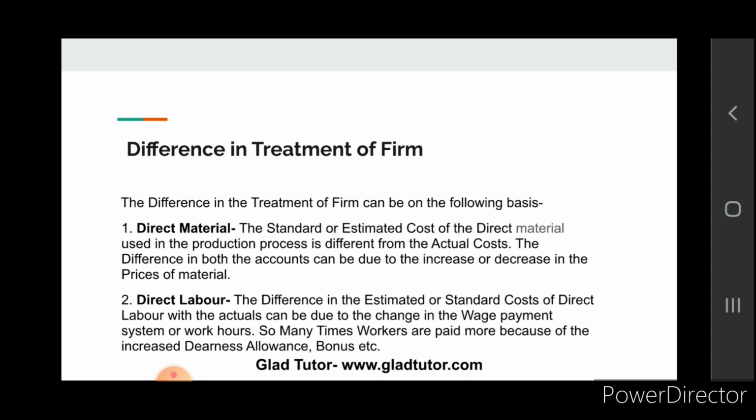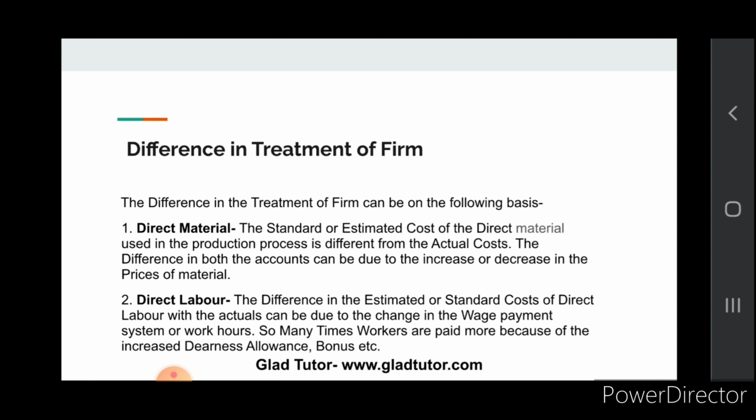First one is the direct material. The standard or estimated cost of the direct material used in the production process is different from the actual cost. That's why there is a difference in both the accounts, which can be due to an increase or decrease in the price of material.